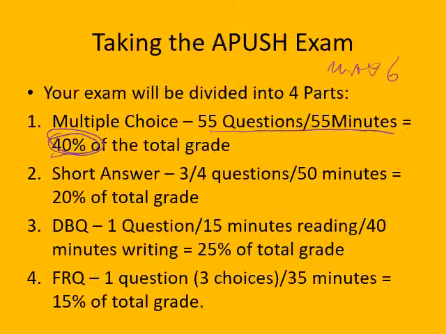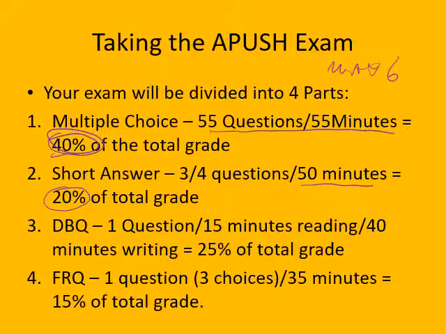Second section you do is a short answer section of the test. You have 50 minutes to do that, and you have to answer 3 of 4 questions. Sometimes they change the time up to about 45 minutes, but we'll say about 50 minutes. There are 4 questions, and they all deal with different things. You have to answer question 1, you have to answer question 2, and then you choose between questions 3 and 4. You can't do 1, 3, and 4 or 2, 3, and 4. You have to do 1, 2, and then 3 or 4. That represents 20% of your total grade.